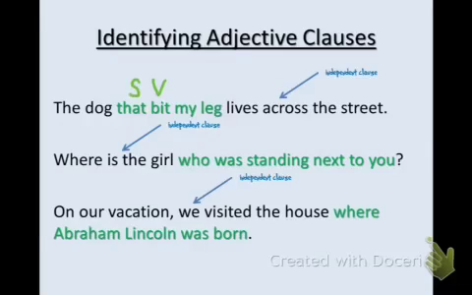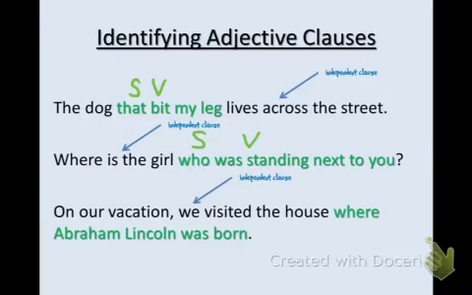If you look at the next example, where is the girl who was standing next to you? Again, where is the girl is the independent clause. Who was standing next to you is the adjective clause. Here is the subject. Was standing is the verb. It can be removed from the sentence and the rest of the sentence will still make sense.